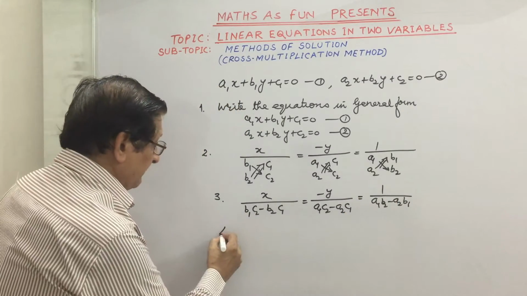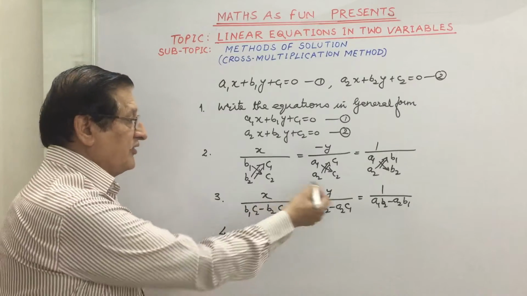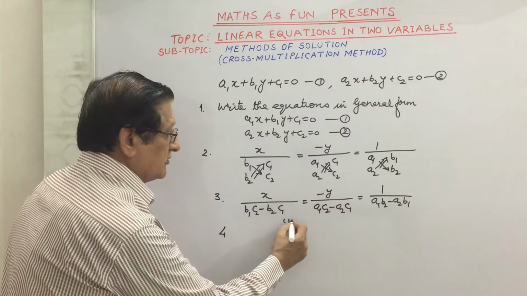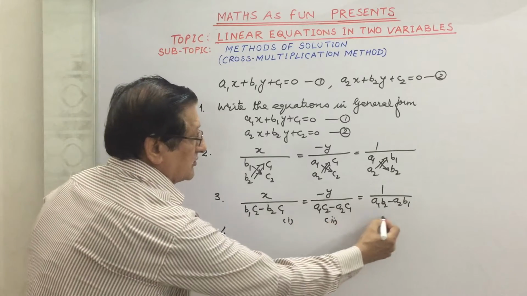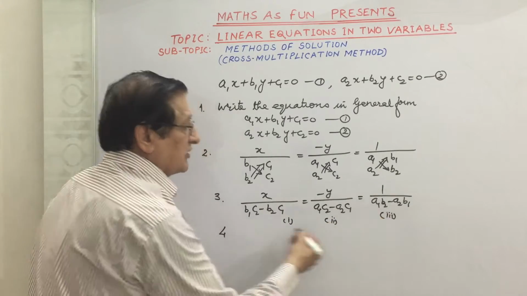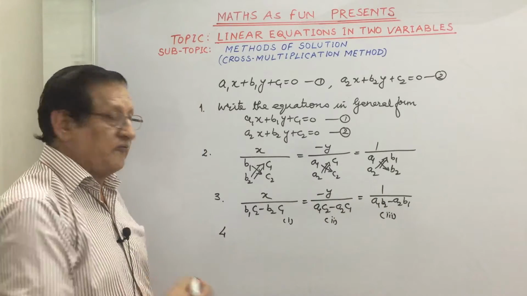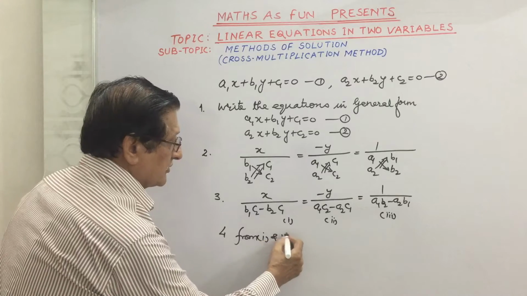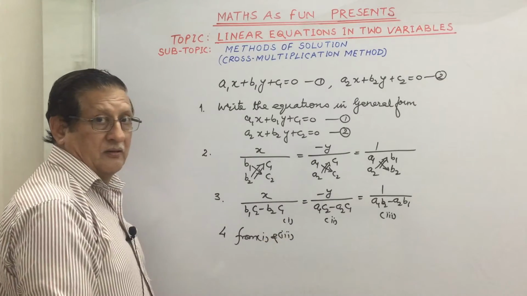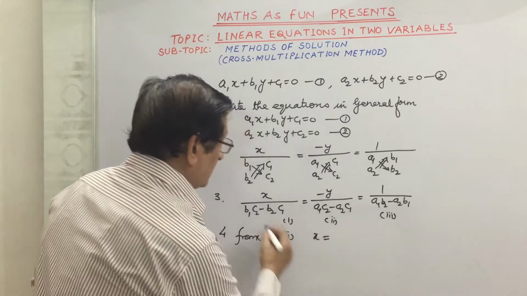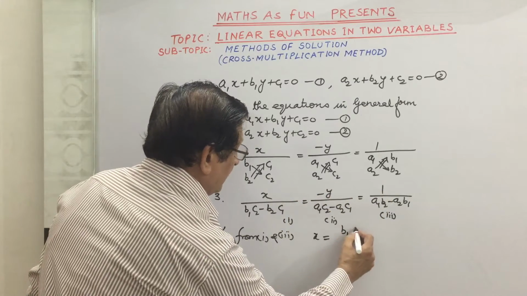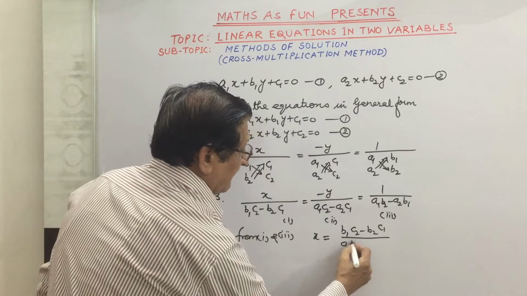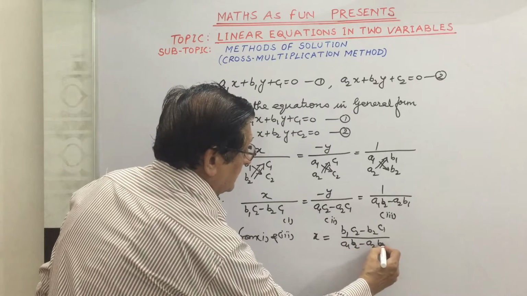Now the fourth step is to find out the values of x and y. We will take the first and the third expressions. We can name them as first, second, third expressions. From first and third, what do we get? From first and third, we get x is equal to, this will be multiplied there, b1 c2 minus b2 c1 upon a1 b2 minus a2 b1.